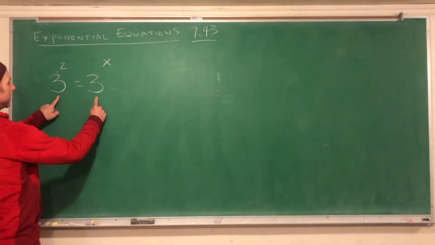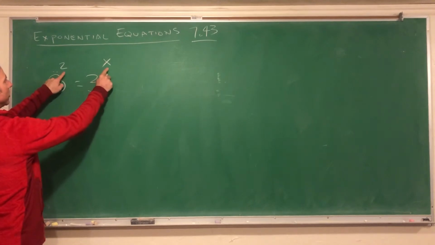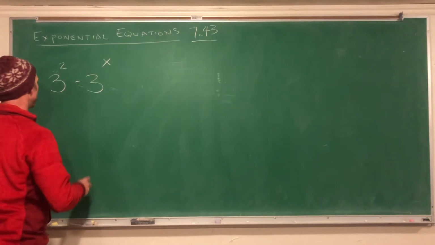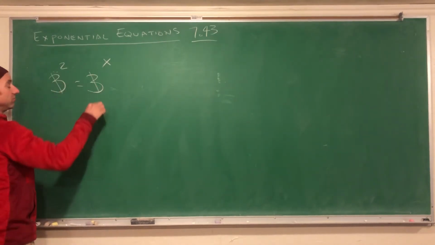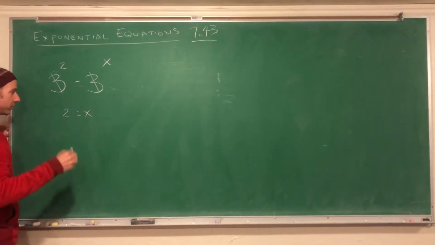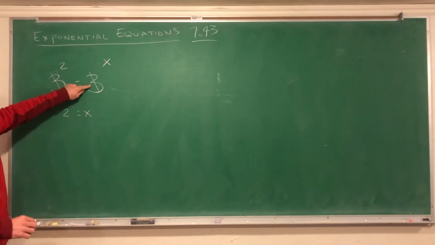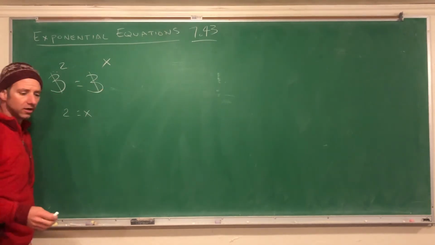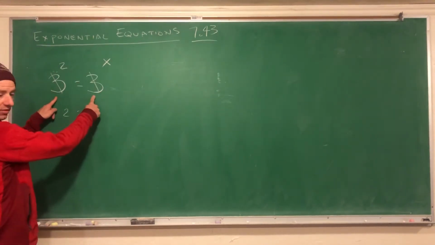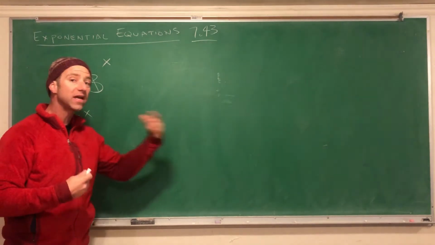Because the bases are the same, the exponents have to be the same. So we're going to have x equals 2. Because these guys are the same, we can cancel them out. So 2 equals x. And we can check our work: 3 squared is 9, 3 squared is 9. So we're okay. Now, a couple things I want you to keep in mind: the bases have to be the same.